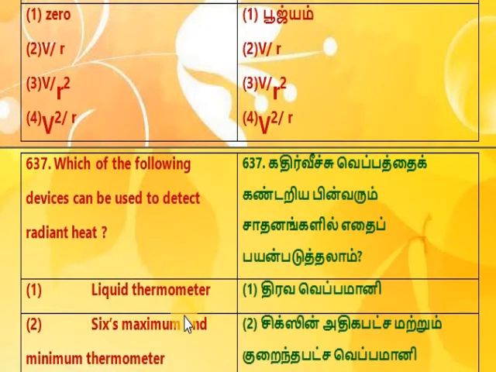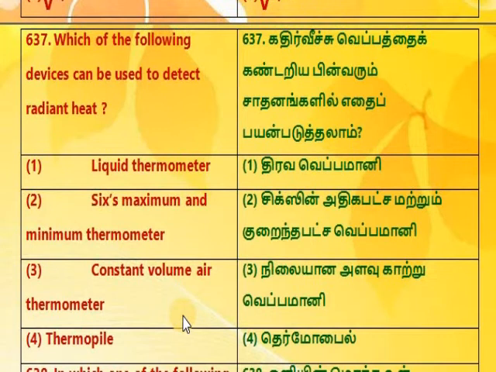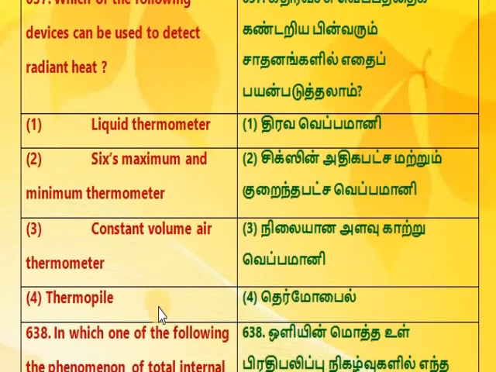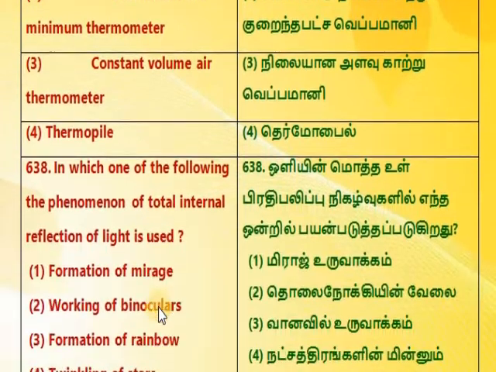637. Which of the following devices can be used to detect radiant heat? 1. Liquid thermometer, 2. Maximum and minimum thermometer, 3. Constant volume air thermometer, 4. Thermopile.